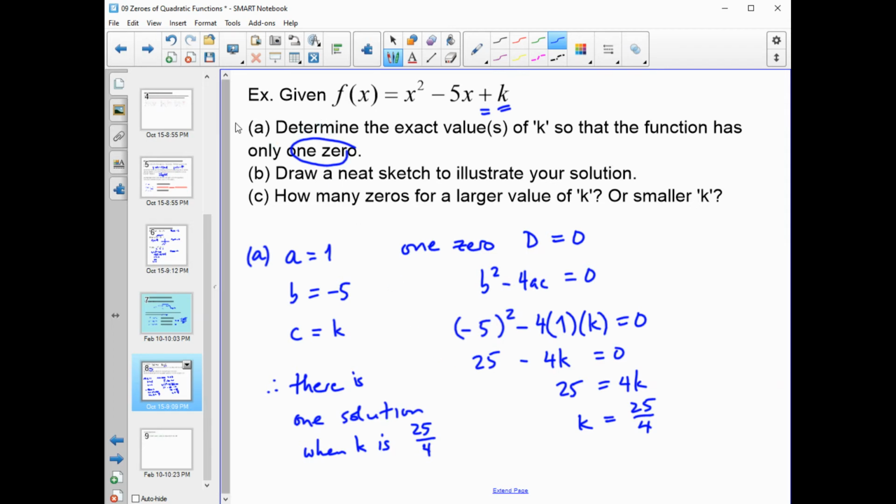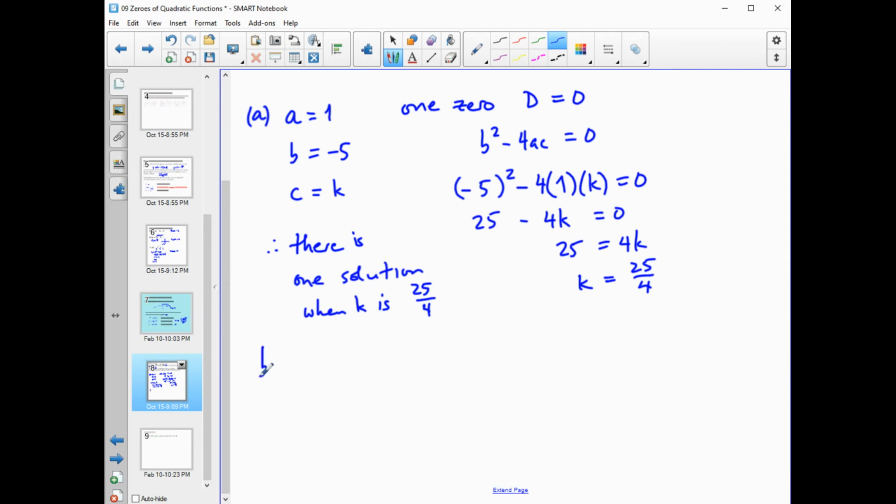So that is our answer to part A. Part B then says to draw a neat sketch to illustrate your solution. So in our solution, we now know our value of k. So f of x becomes, sorry, a little bit of a scribble there. It's x squared minus 5x plus 25 over 4.